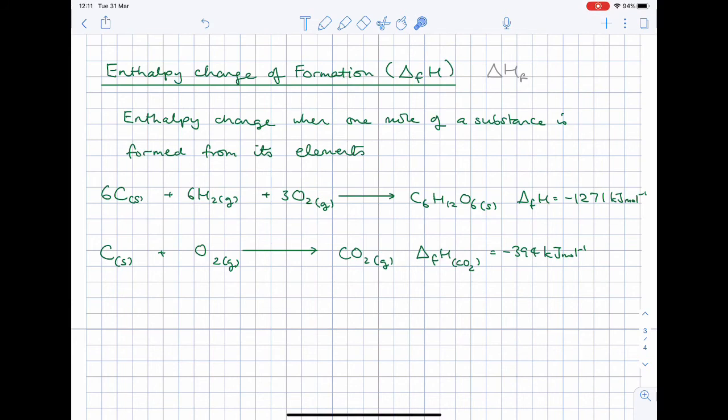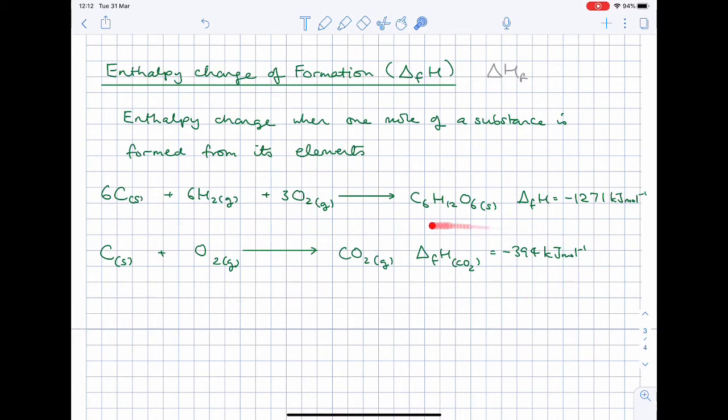So the enthalpy change of formation of glucose is the enthalpy change as 1 mole of glucose is formed. So I've written this equation here balanced for 1 mole of the glucose from its elements. So here are the elements, the carbon, hydrogen and oxygen that form the glucose. So forming 1 mole of glucose from its elements has an enthalpy change of minus 1271 kilojoules per mole. So 1271 kilojoules of energy is released when 1 mole of glucose is formed from its elements.